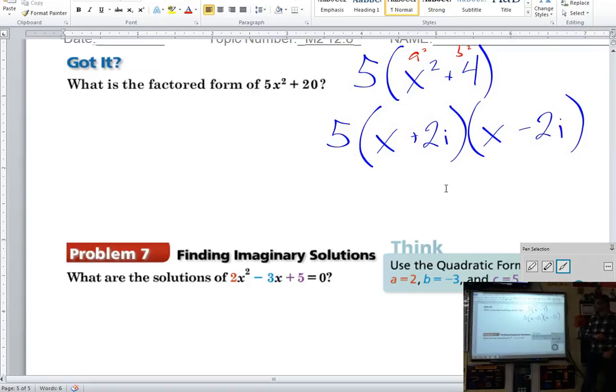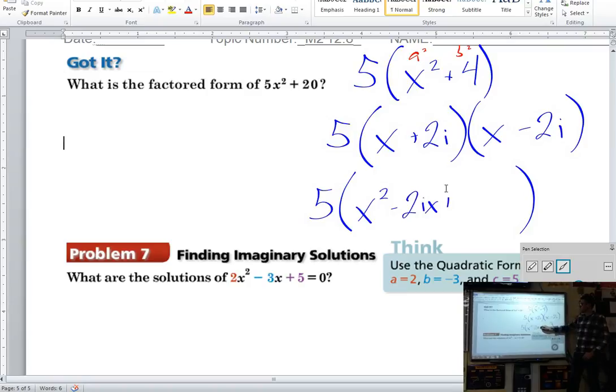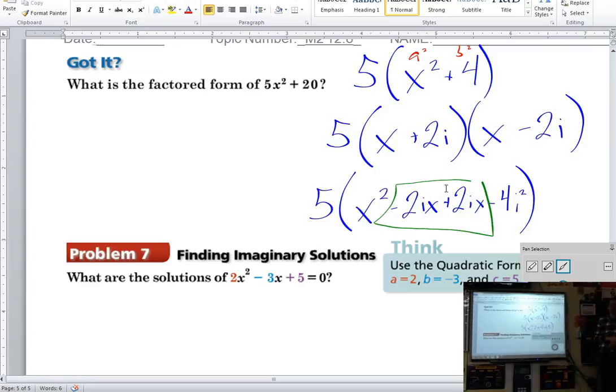And we want to check, why does this make sense? Well, again, my 5 would just carry. If I FOILed this, x times x gives me x squared. My outside gives me negative 2ix plus 2ix. And then I get minus 4i squared. Remember, i squared is negative 1. The opposite of a minus 4 is going to be a plus 4. So you can check that this does work out. And obviously we know that these values cancel each other. Any questions?